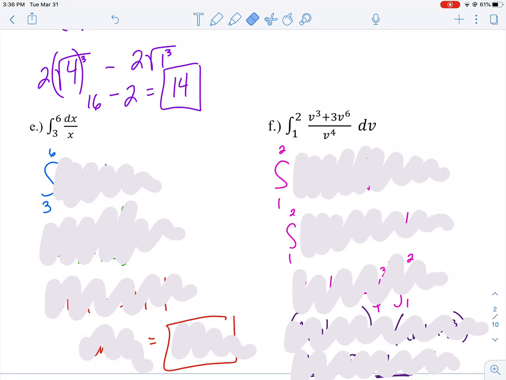Okay, here's part 2 of section 5.3. We're going to finish example number 1, E and F, and then maybe even do example number 2. So we've been talking about the fundamental theorem of calculus, where we're integrating from A to B.